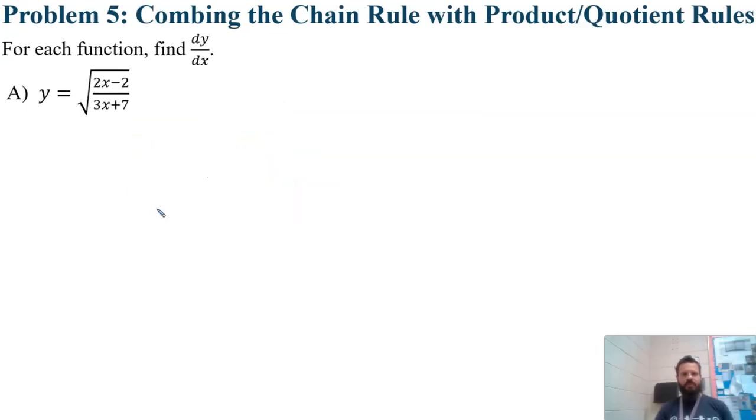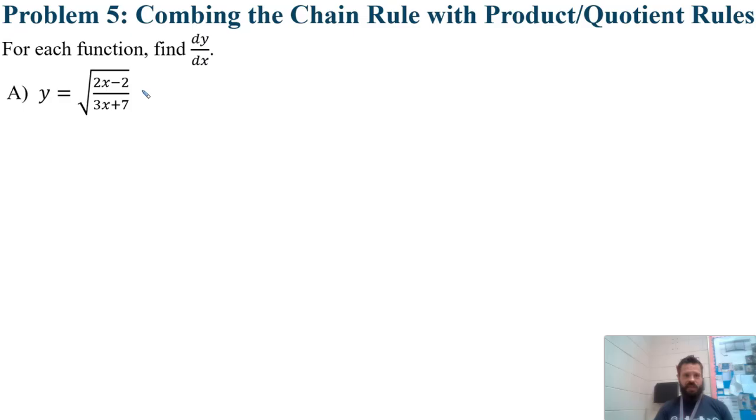Alright, the next set of problems we're going to look at is going to be combining the chain rule with our product and quotient rules. Okay, this one here, part A, looks like we have a quotient rule happening within the chain rule because we have a fraction, we have division of 2 polynomials.